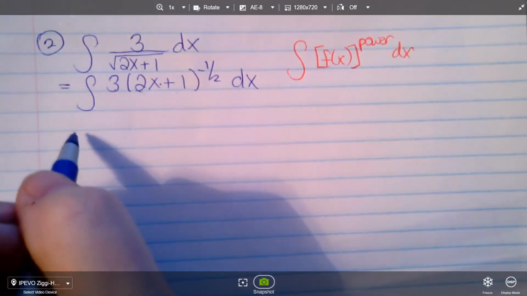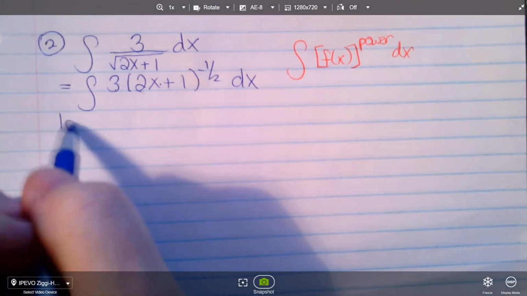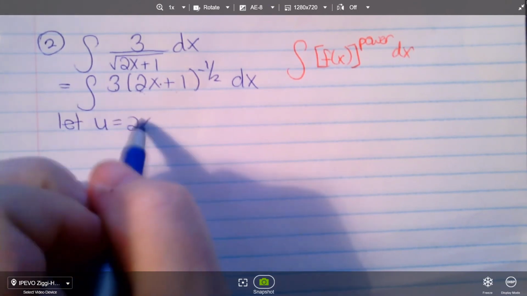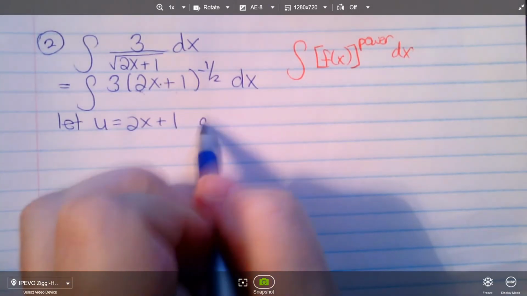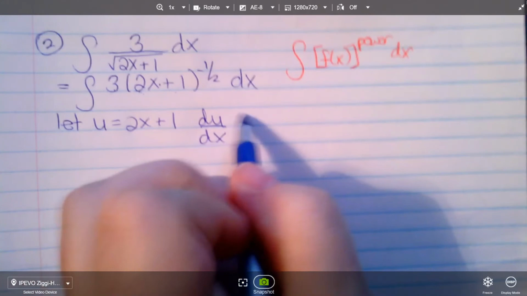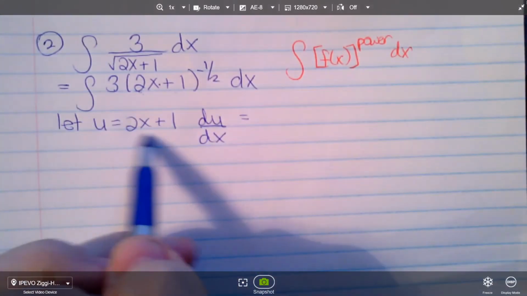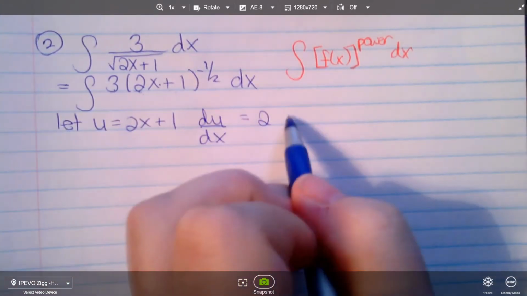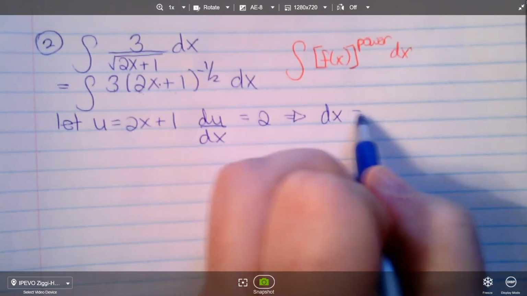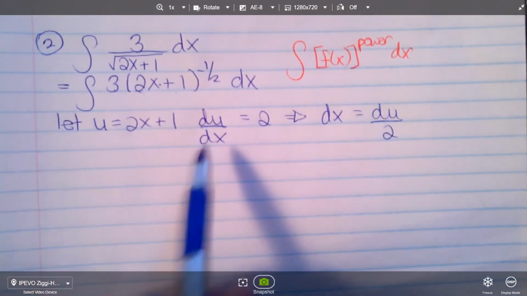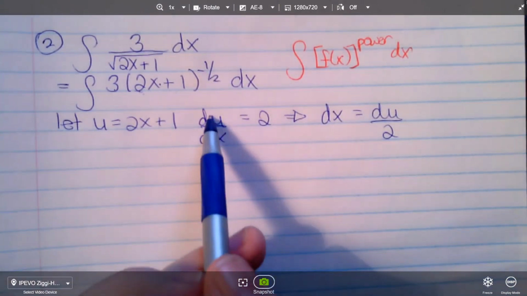All right, so I'm going to use substitution. Let u equal 2x plus 1. That means du dx is, well, what's the derivative of this? 2. Which also means dx is du over 2.